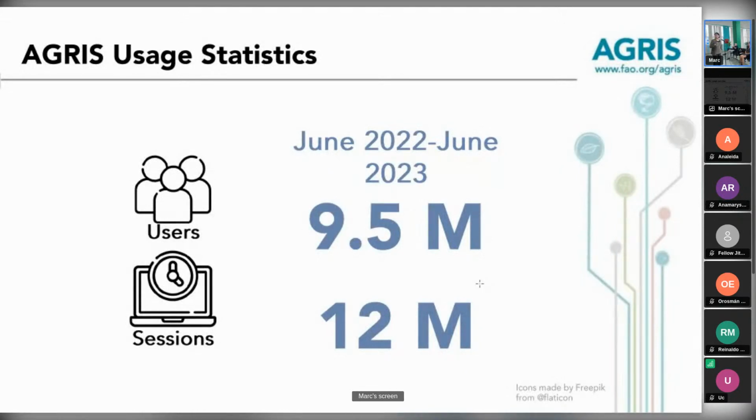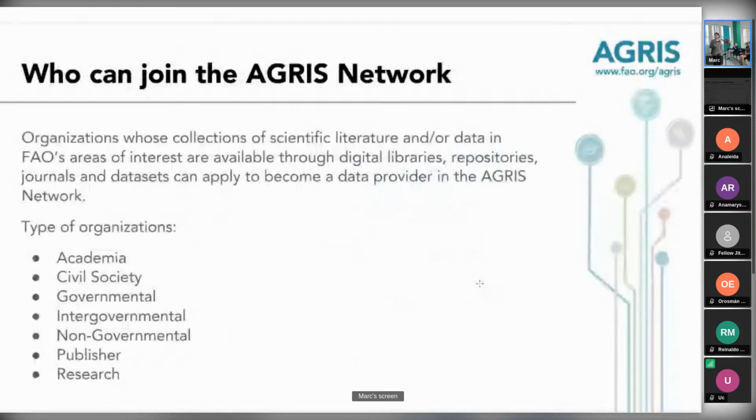We have about 9.5 million users and 12 million sessions, unique users. And what happens if you decide to join the AGRIS network? You have to be eligible in a way, but it's very soft. You can be academia, civil society, governmental, intergovernmental, non-governmental, publisher, research, and essentially have data sets or repositories that are pertinent to food and agriculture.